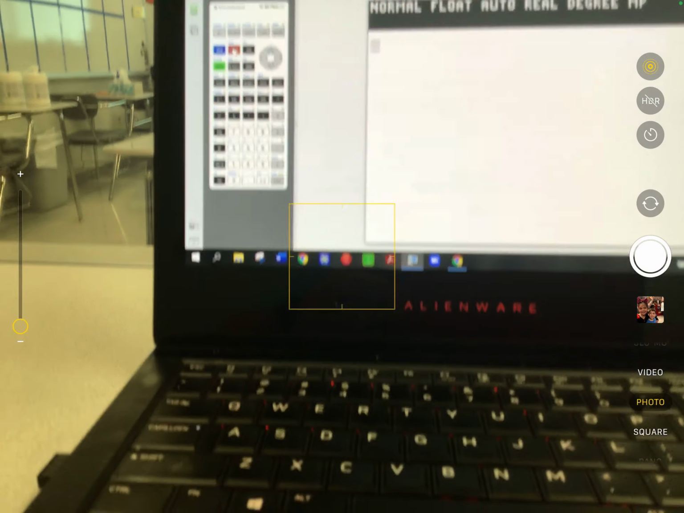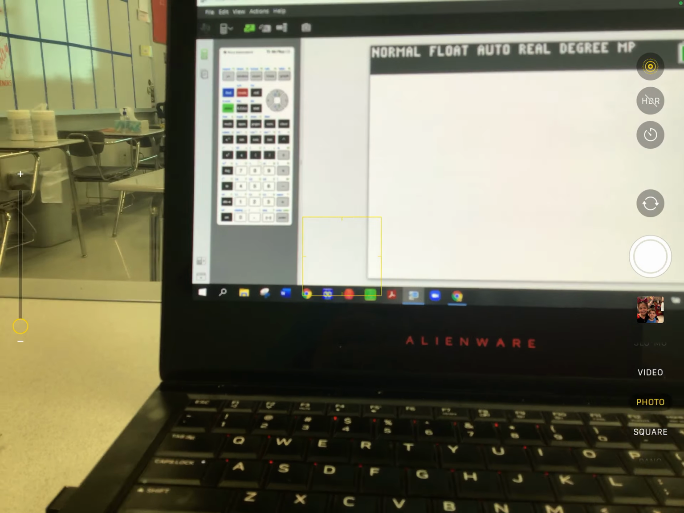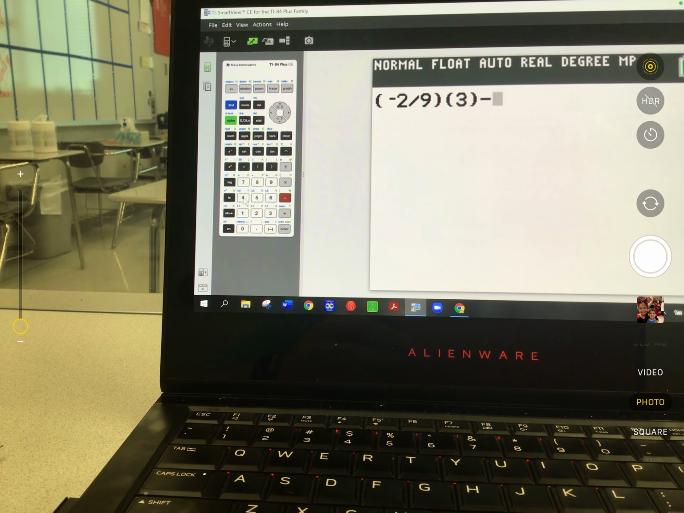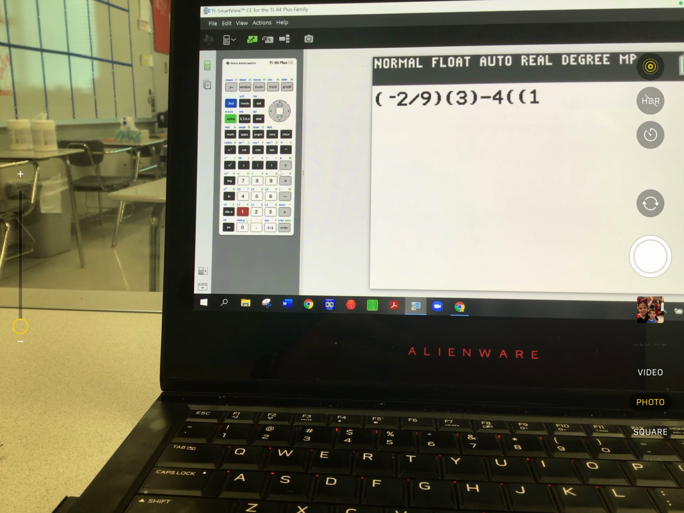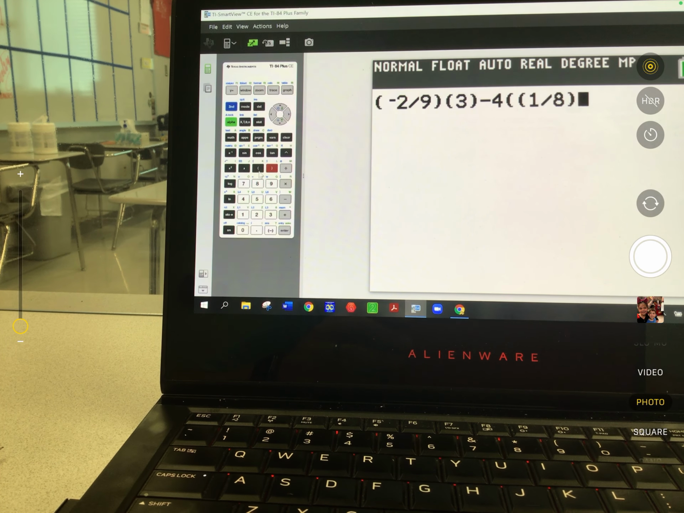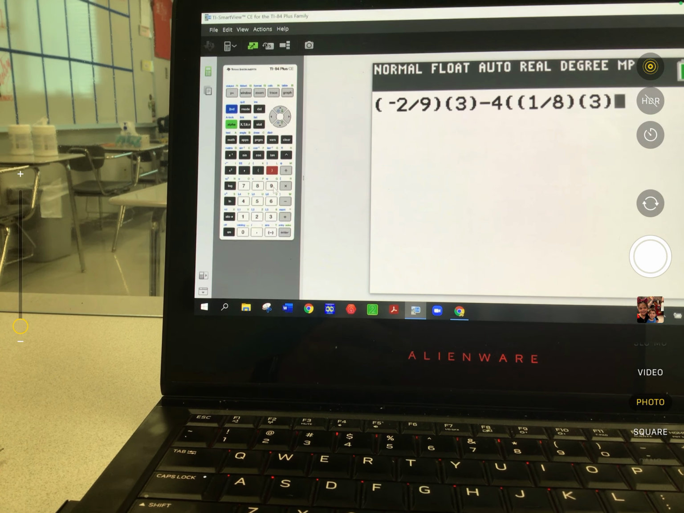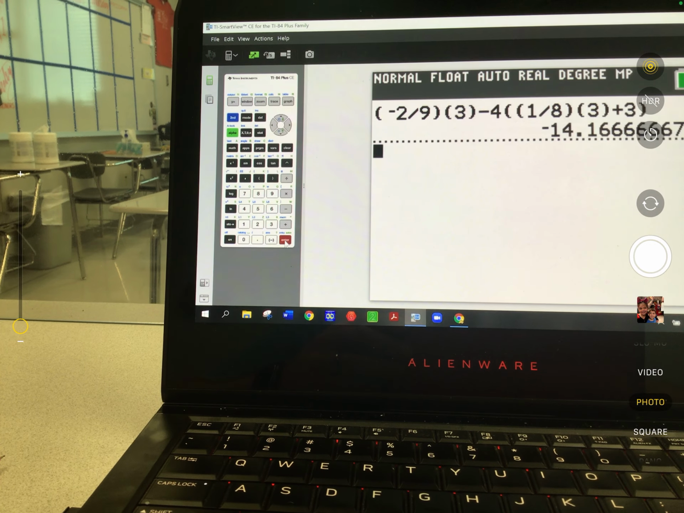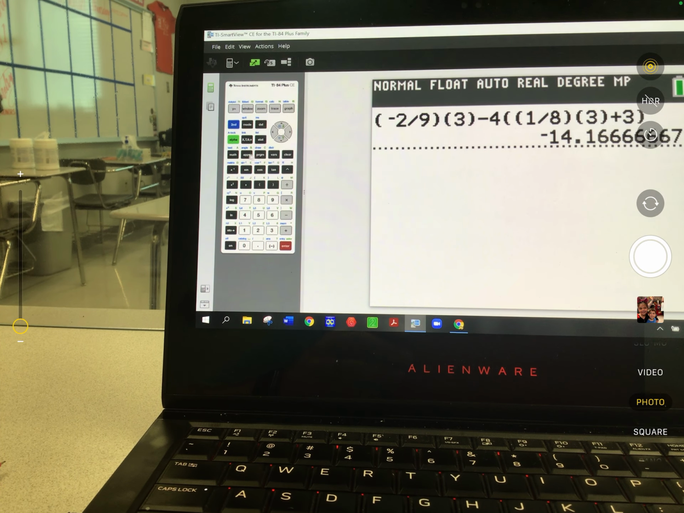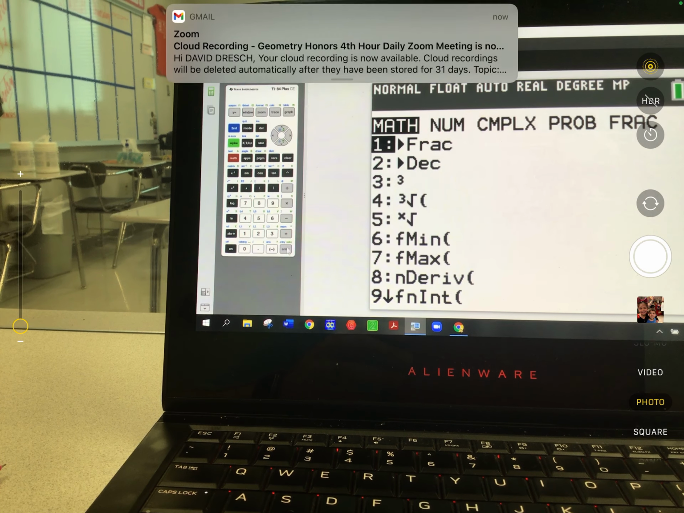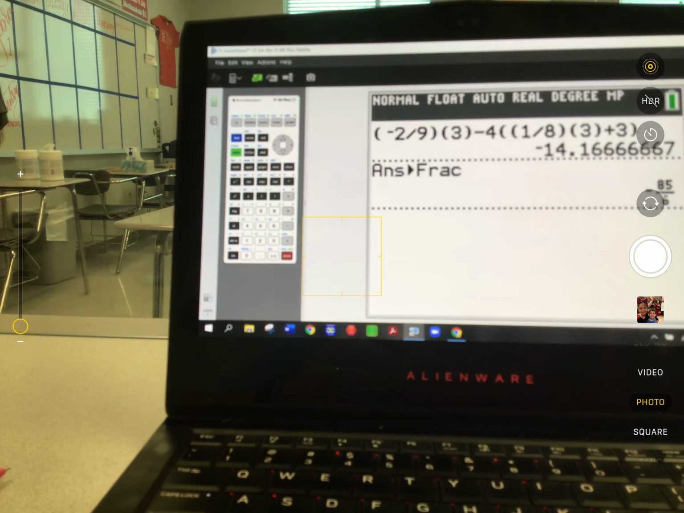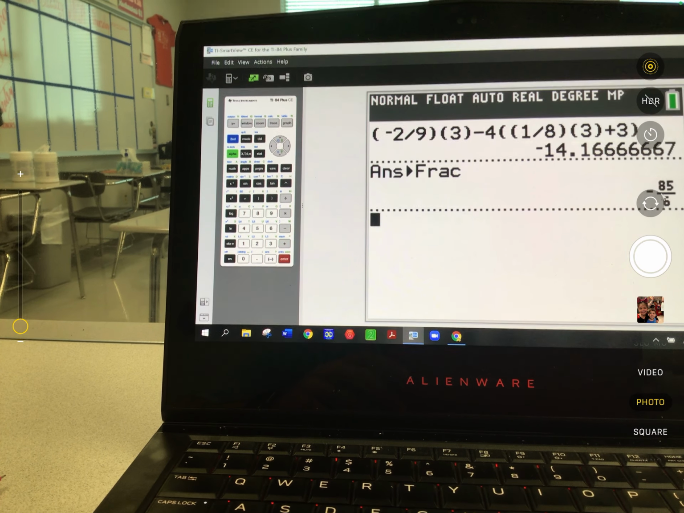When I was punching that into my calculator, it was negative 2/9. I put fractions in parentheses, times a 3, minus 4, parentheses, it's a 1/8, so I put 1/8 in parentheses, times a 3, plus 3. Okay? Now when I hit enter, my calculator will do all that hard work for me and get me that decimal. Remember, as we've talked about before, if you hit math fraction number 1, that's going to give you that negative 85 over 6. And negative 85 over 6 is the same thing as negative 14 1/6. Okay?